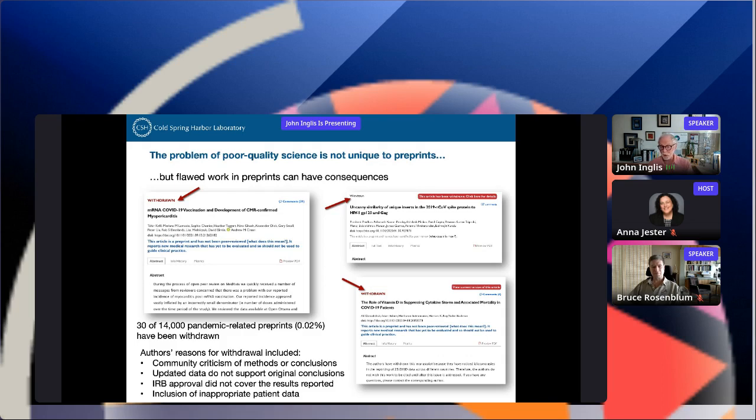So it is possible to withdraw a version of a manuscript, but then to correct it. And they have done that extremely successfully. The case on the left is more recent.